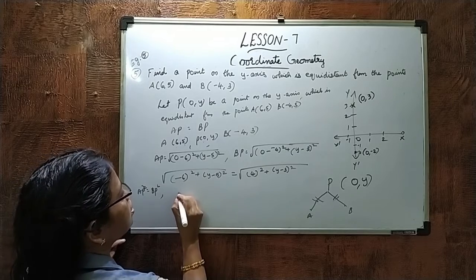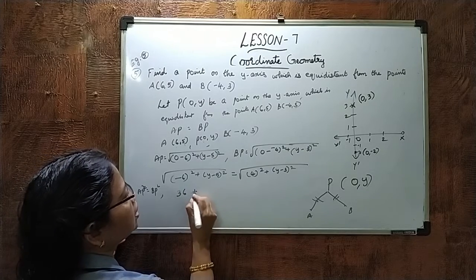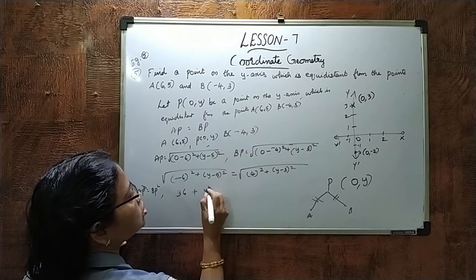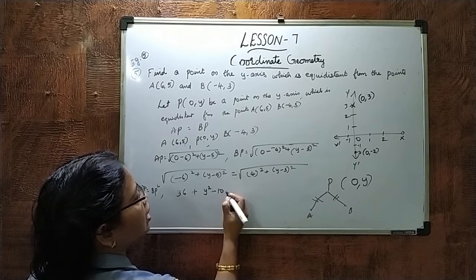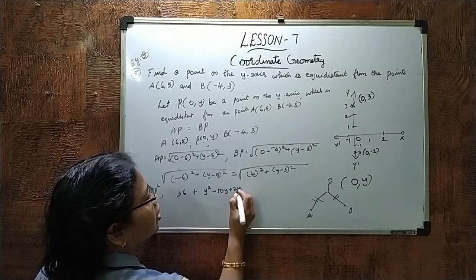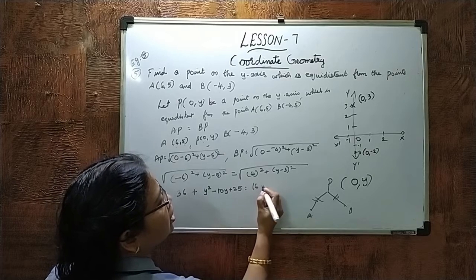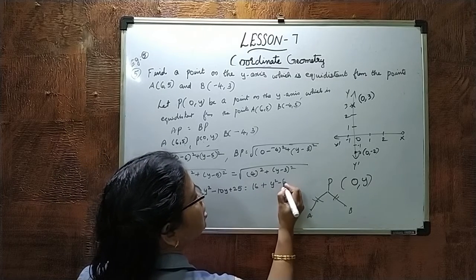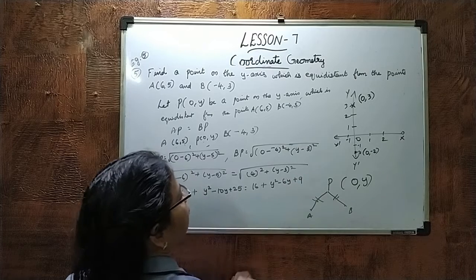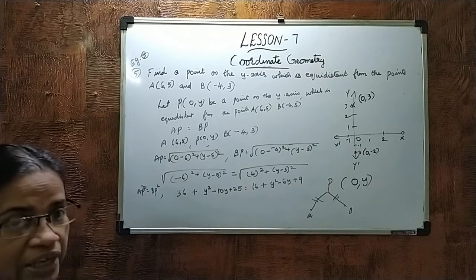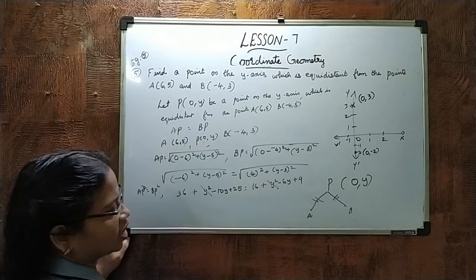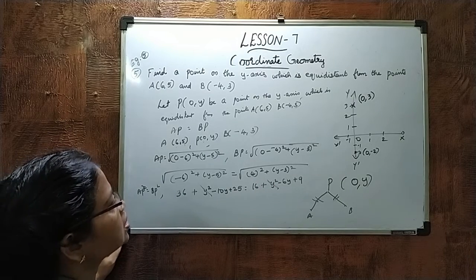So negative 6 the whole square means 36, right? Plus (y minus 5) the whole square, it is y square minus 10y plus 25, equals 16 plus (y minus 3) the whole square, y square minus 6y plus 9. Right? Now take the like terms together. Anything you can cancel? y square and y square you can cancel. Then anything else? No.